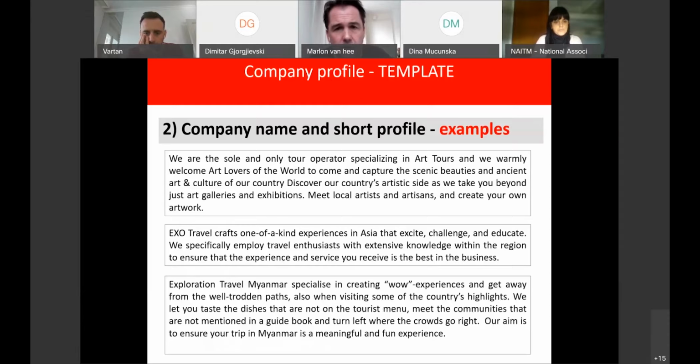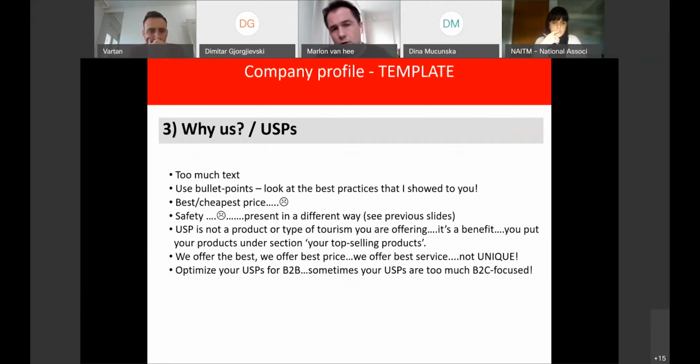Here you find 3 examples of other tour operators, a very short profile. I'm not going through it, but look at these and try to get inspired and improve your own short profile. Then we go to the why us section of the profile, of the template. So again, it's about unique selling points.